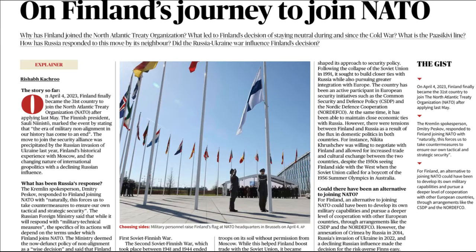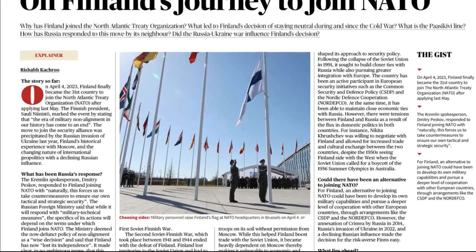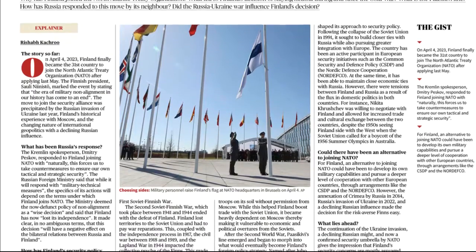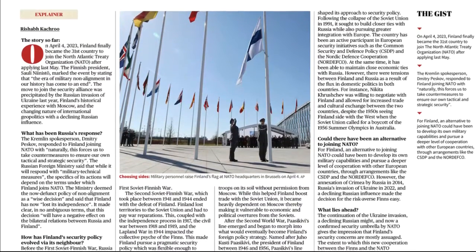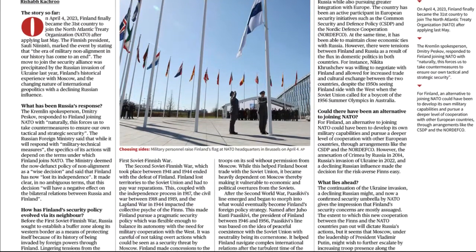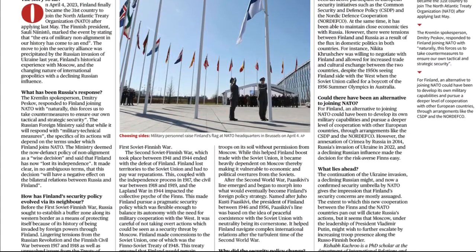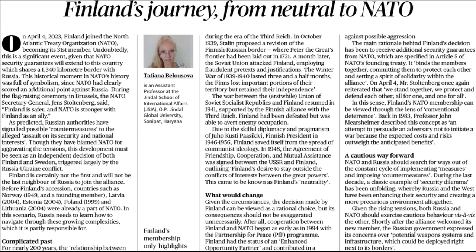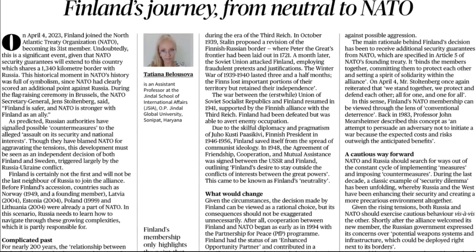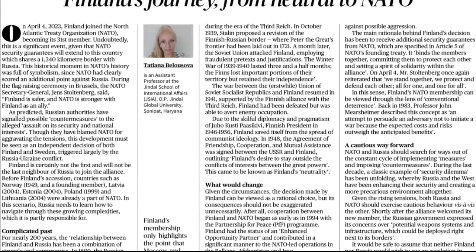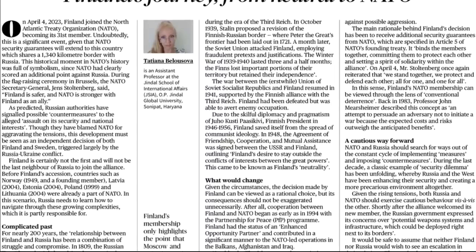The next article is on Finland's journey to join NATO. There are 2 articles today under the same matter, so let me brief on this. On the 4th of April 2023, Finland finally became the 31st country to join NATO after applying last May. Now, this is important because Finland has a 1,340 kilometer border with Russia, and with the Russia-Ukraine conflict at its height, this is going to be a major geopolitical strong point for NATO, and there are going to be political consequences for such major changes.